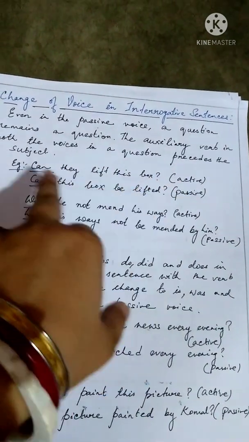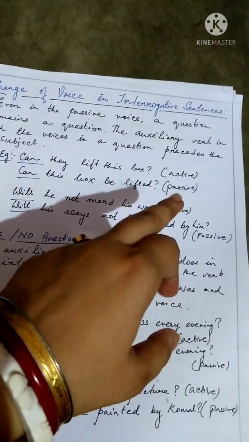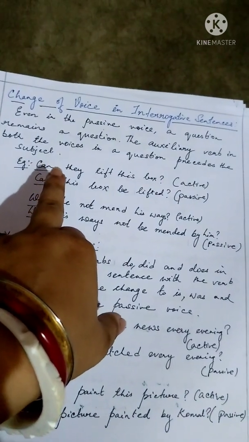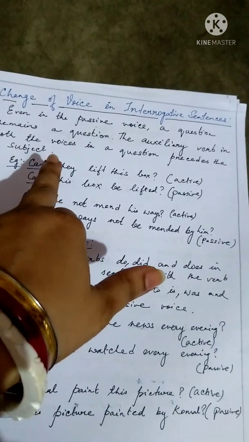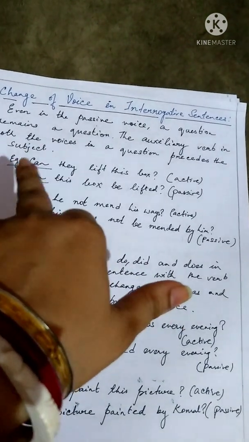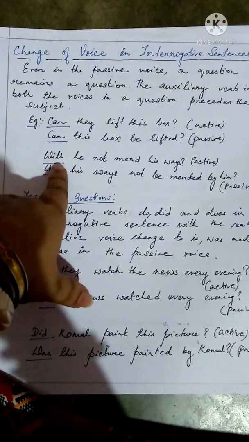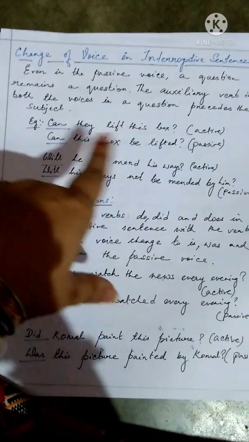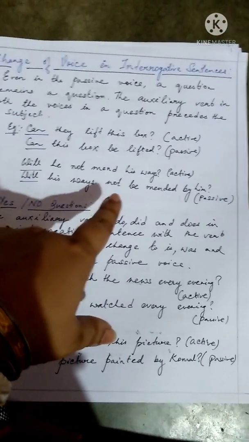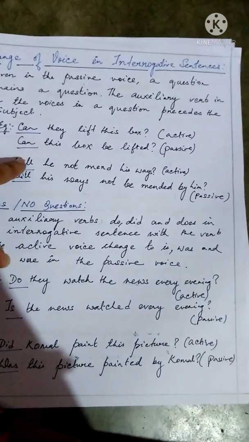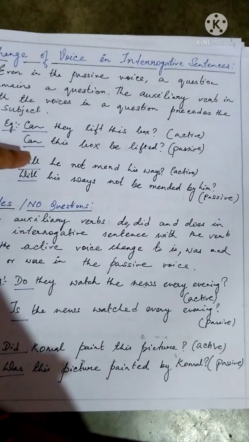In active, see, it's starting with the auxiliary verb can itself. Can this box be lifted? So the auxiliary verb remains unchanged, and it starts in the beginning in the active voice. Even in the passive voice also, it remained in the beginning. Next example, will he not mend his ways? Will, see, look at will in the active voice. In passive, will his ways not be mended by him? So the auxiliary verb will remains the same in both active and passive voice, and that too they are preceding the subject.